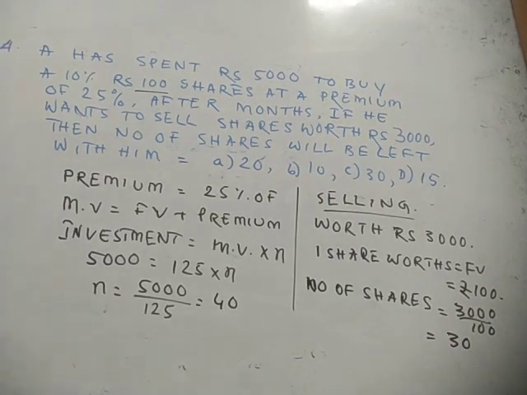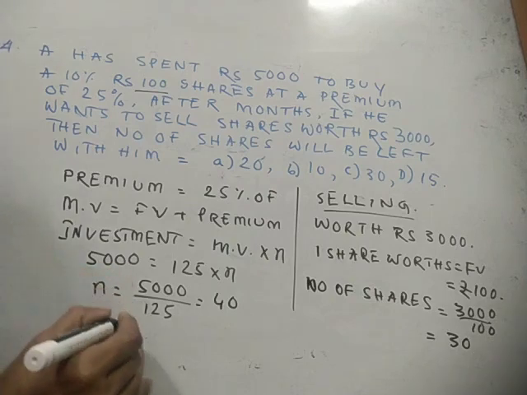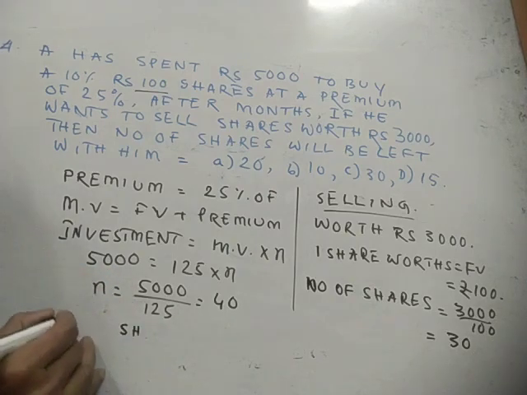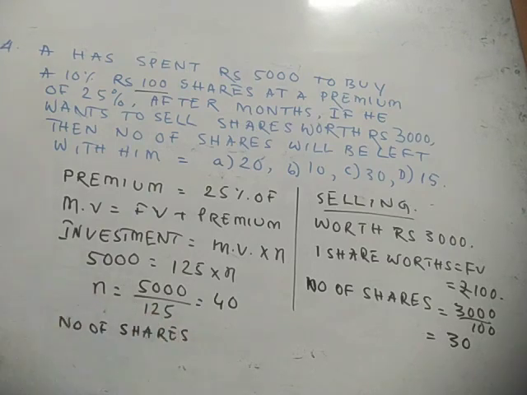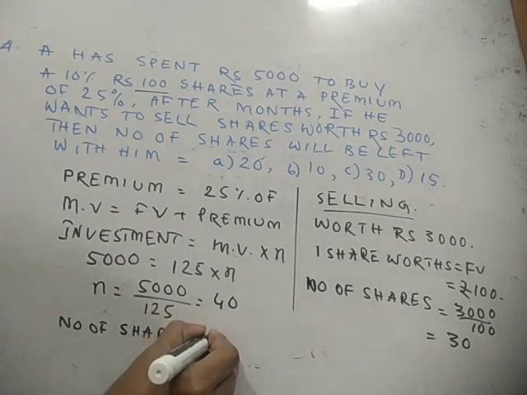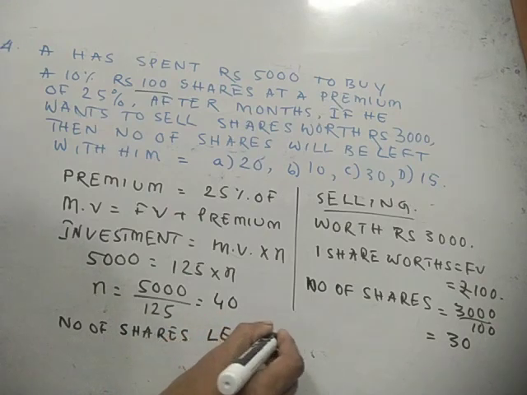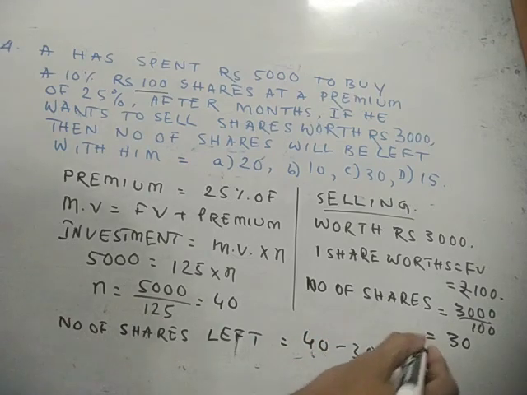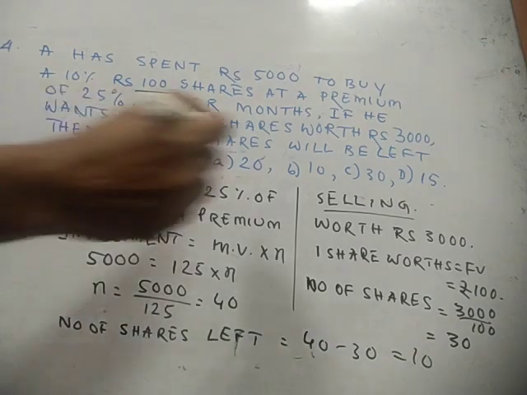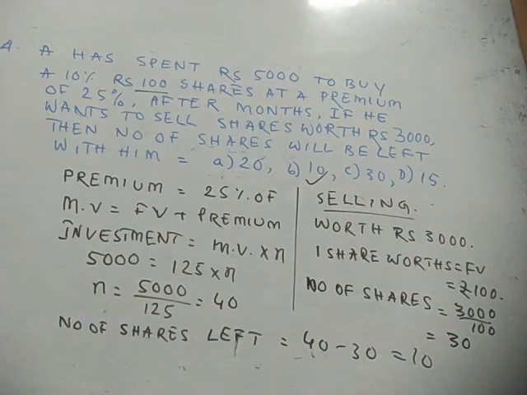So the number of shares still left with him: he has 40 shares and he wants to sell 30 shares, so the number of shares will be 40 minus 30, 10 shares. So this way we can do these sums.